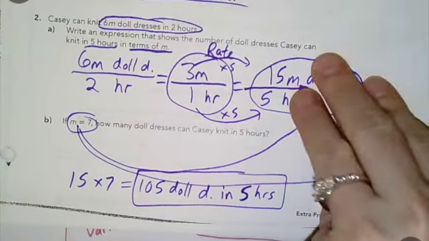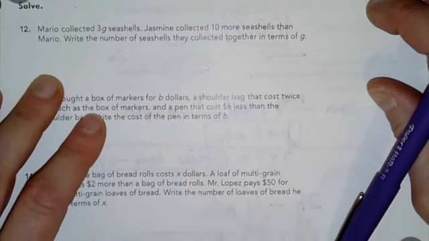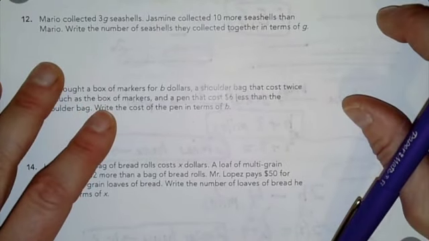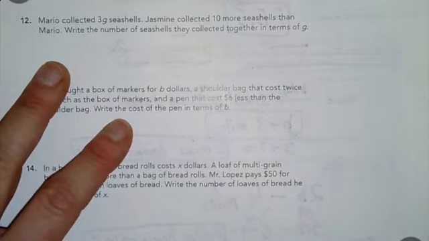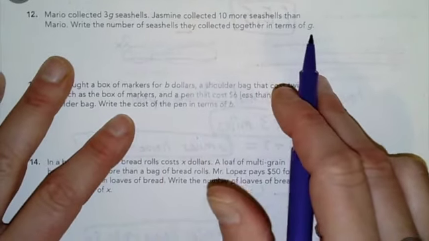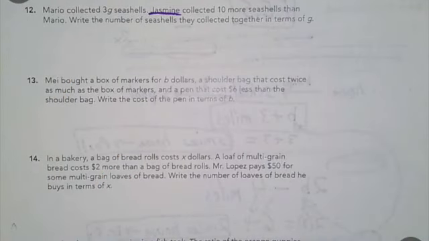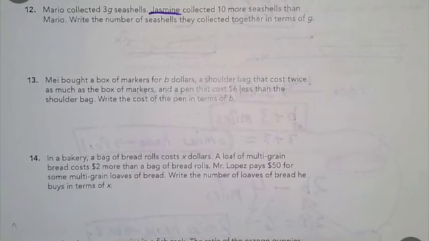Turn it to the back and we'll work on the back. The back one we actually have done before. If you paid attention in your notes, you actually have some of these. So Mario collected 3G seashells. Jasmine collected 10 more seashells than Mario. Can you write the number of seashells they collected together in terms of G? This one's in your notes. Instead of Jasmine, I think we changed it to Luigi or Yoshi or somebody.